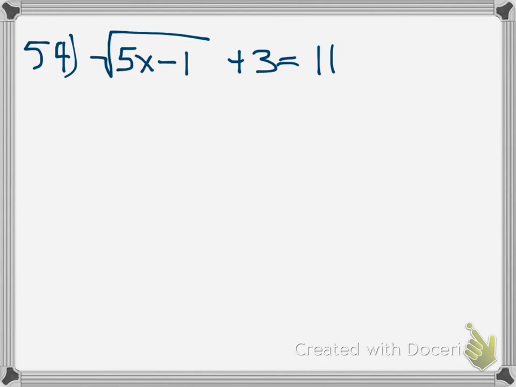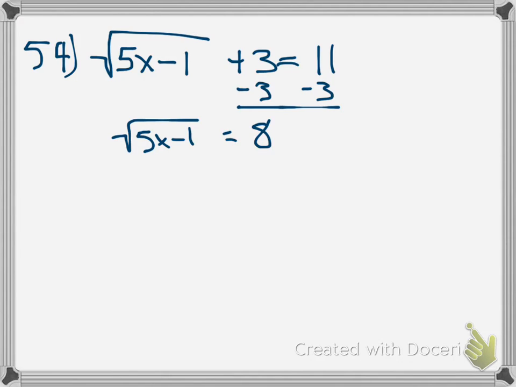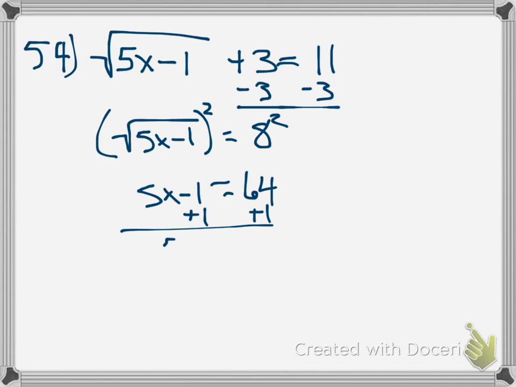Something like this, first we need to subtract the 3, and you get 8. So you have the square root of 5x minus 1 is equal to 8. To get rid of the square root, you square, and that gives you 5x minus 1, notice how the square root disappears, is equal to 64. Then solve for x: add 1, 5x is equal to 65, and divide by 5 to get x is equal to 13.